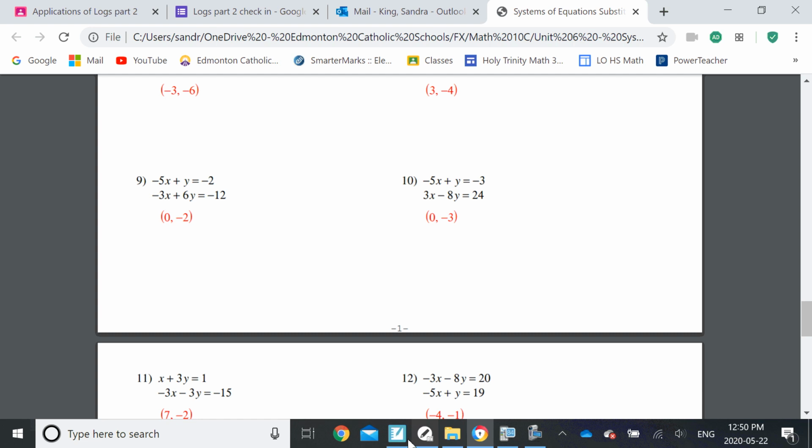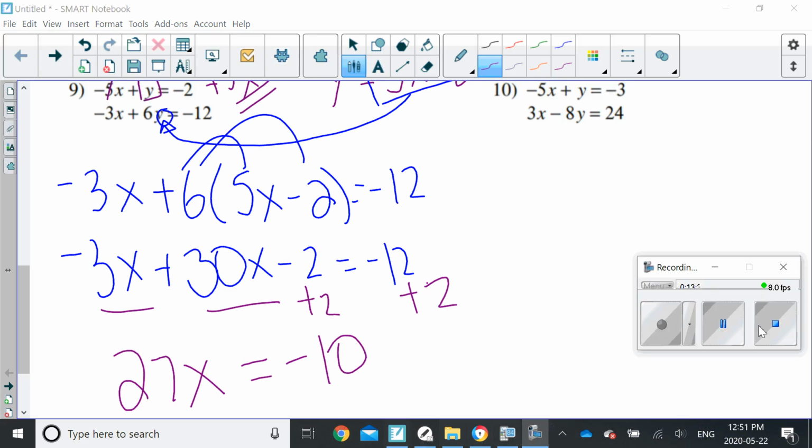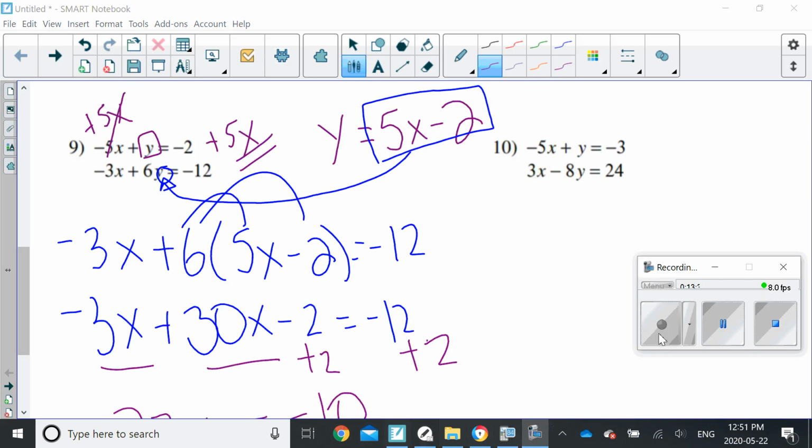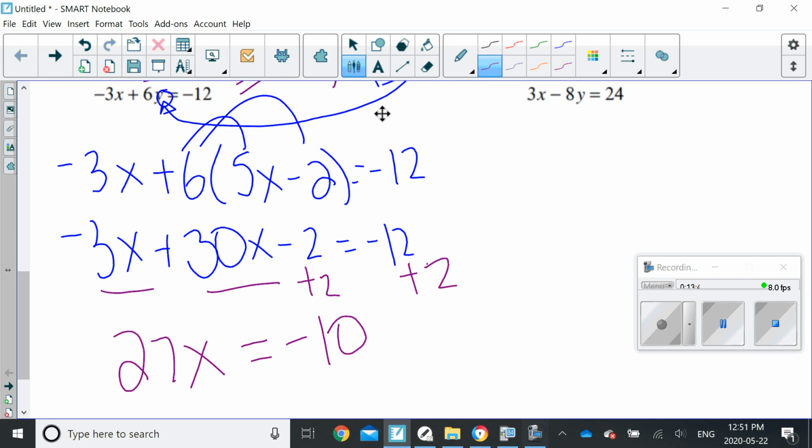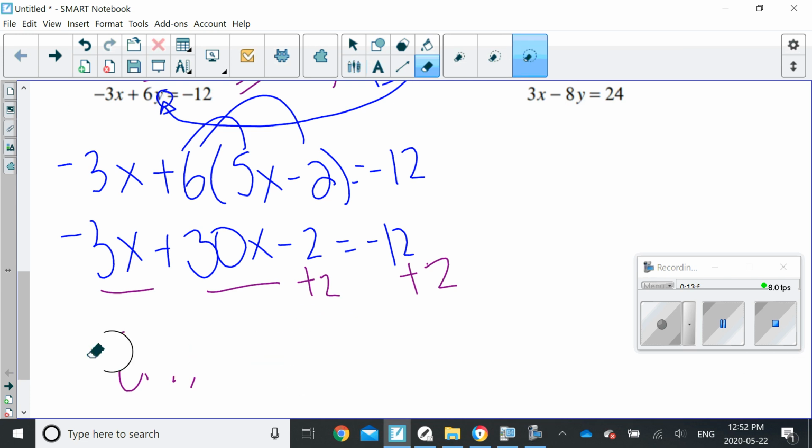Okay, I'm going to pause this for a second, see if I can find my mistake. Sorry about that, everyone. I definitely found my mistake. Here was my mistake: 6 times negative 2 should be negative 12. So I've got to fix that. 6 times 5x is 30x, and 6 times negative 2 is negative 12. Okay, so let's see if we can fix this.